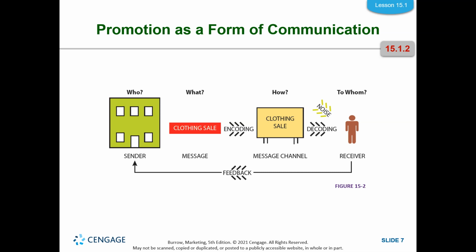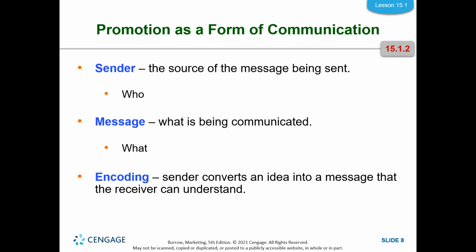So you have a sender and a receiver, you have the message, you have the message channel, you have to encode and decode, and this is all kind of tied in. And they've made it kind of easy to follow by saying who, what, how, and to whom. So we'll go over the details of that. And the textbook does that as well, on pages 421 and 422 and parts of 423.